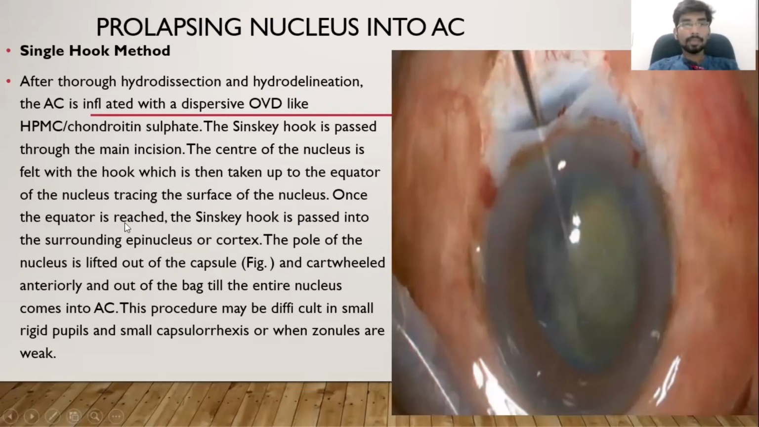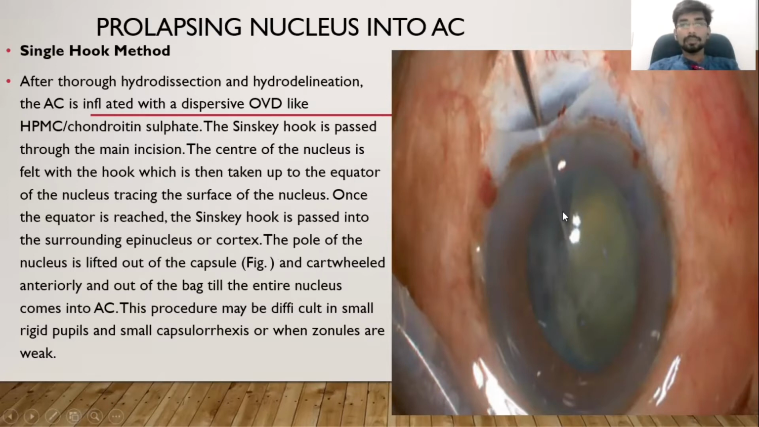Once the equator is reached, the Sinskey hook is passed into the surrounding epinucleus or cortex. The pole of the nucleus is lifted out of the capsule and cartwheeled anteriorly and out of the bag till the entire nucleus comes into the AC. This procedure may be difficult in small rigid pupils and small capsulorhexis or when the zonules are weak.